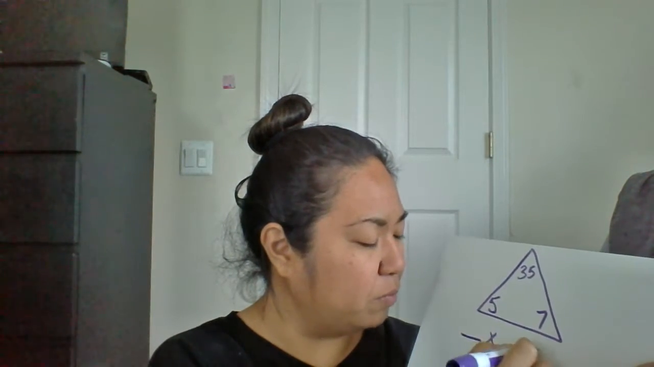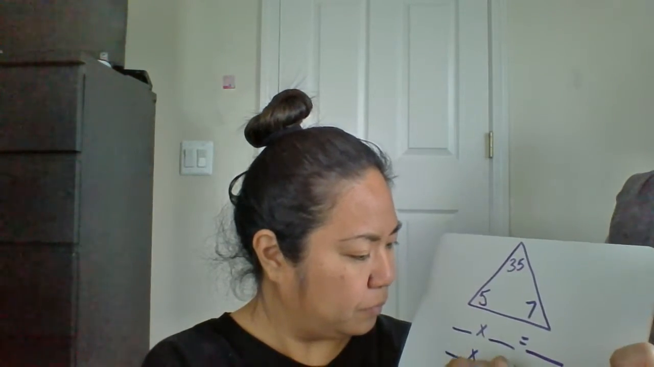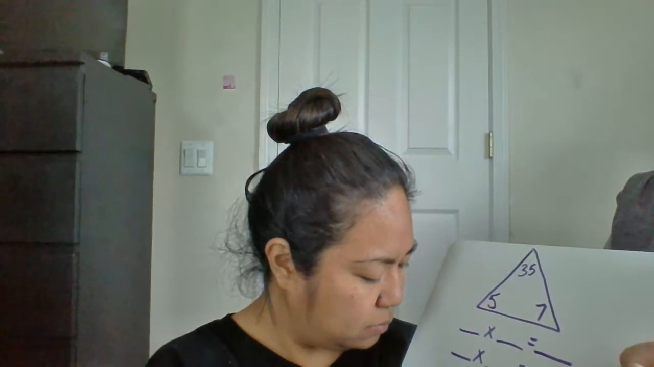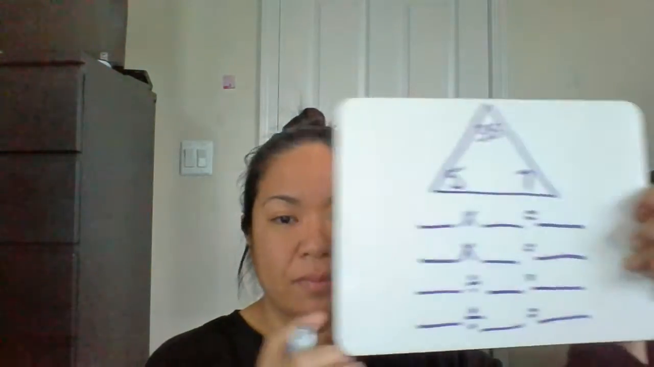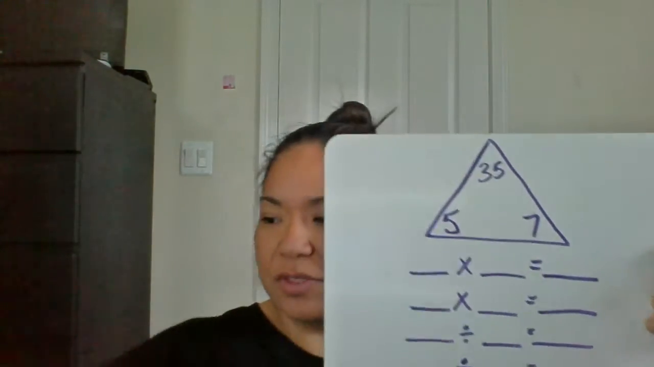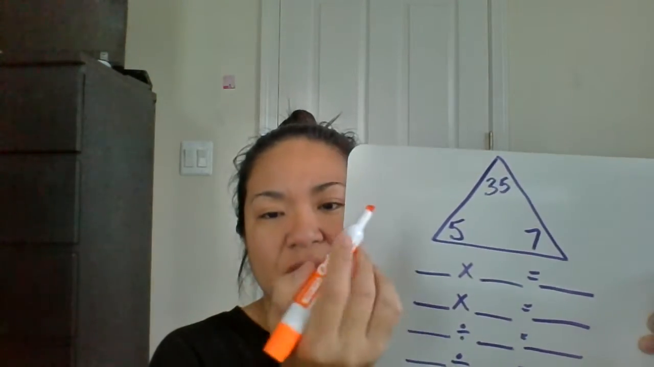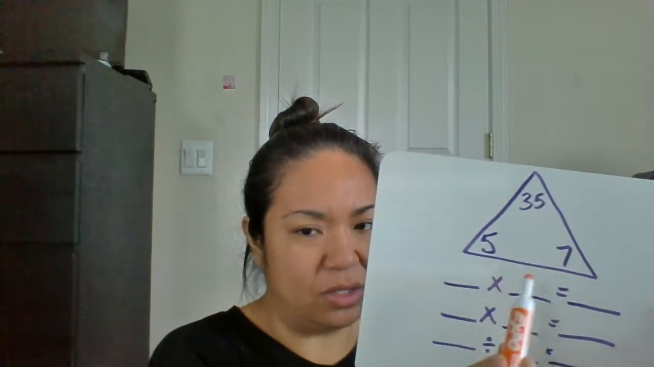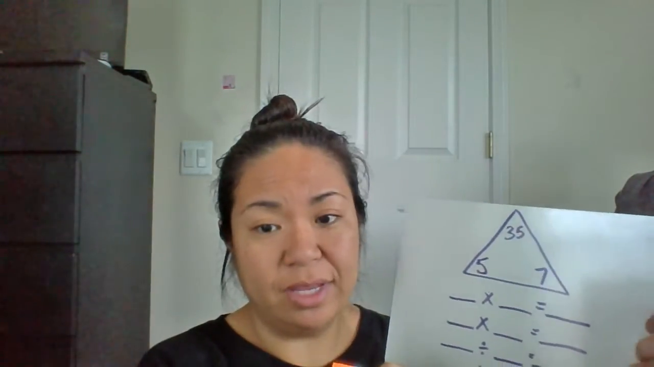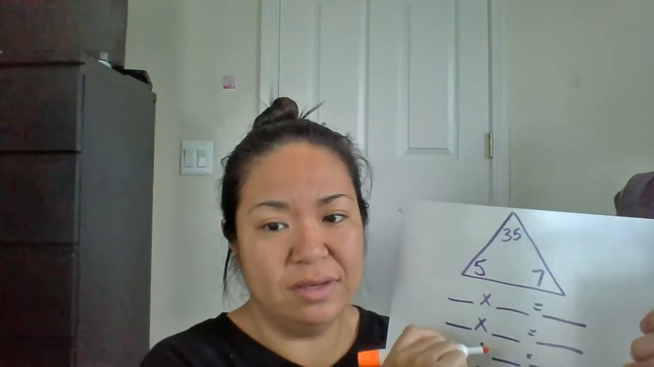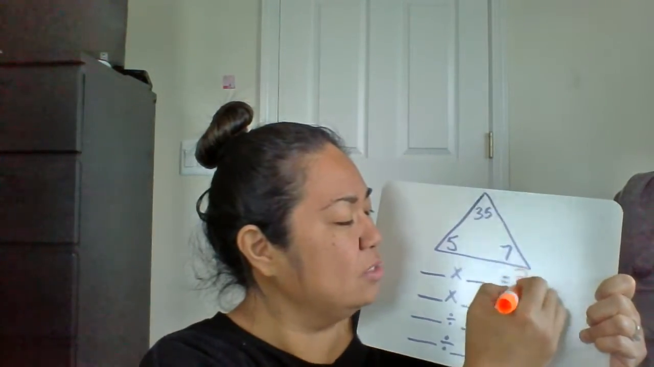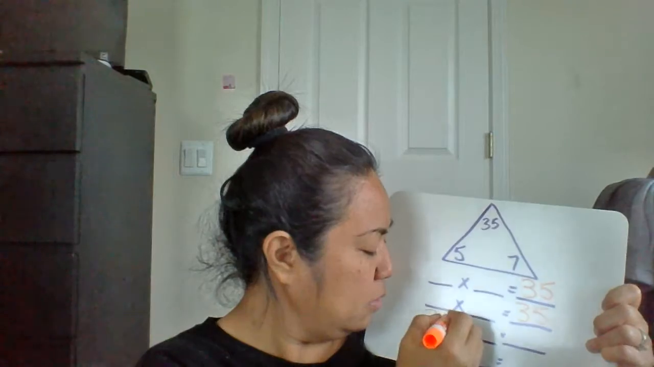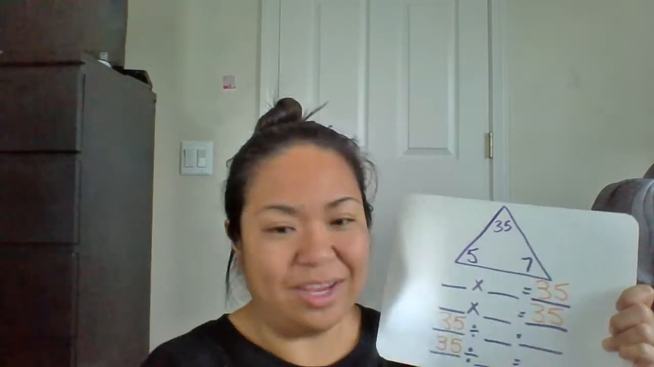Let's start off with multiplication, and let's do division. Here we go, you guys. Starting with the first number that is the largest. 35 is the largest number, right? Between 35, 5, and 7. So when we multiply, it goes at the end. When we divide, it goes at the beginning, right?